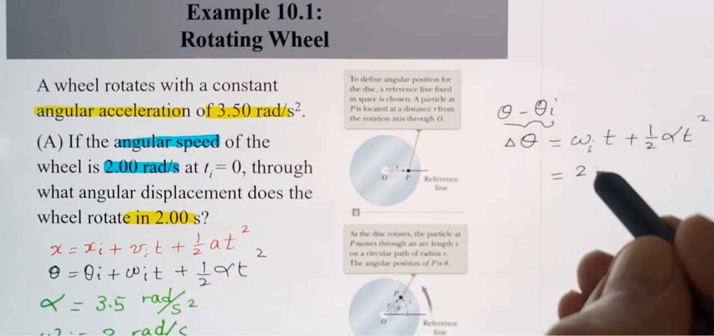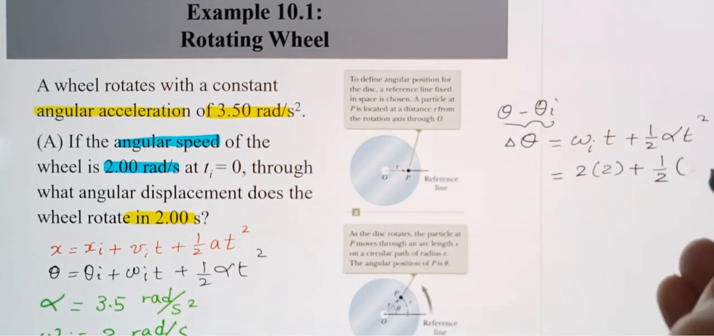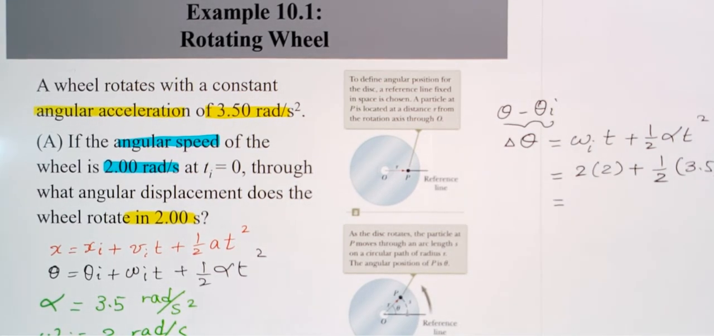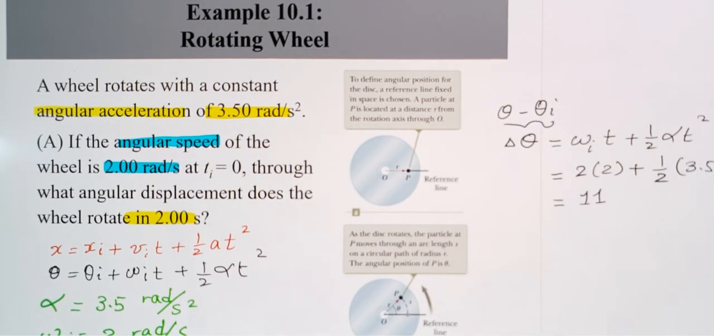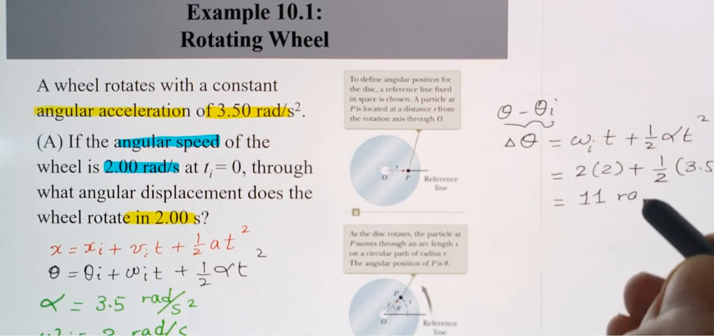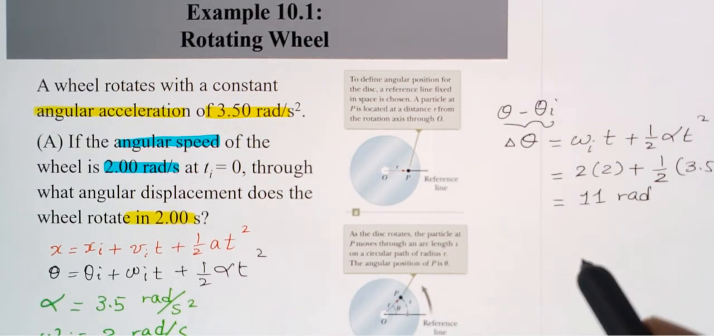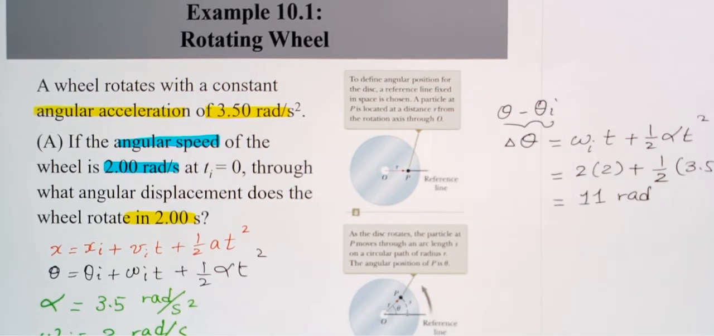2 multiplied by 2 plus half multiplied by 3.5 multiplied by 2 square. And as Yaman, mashallah, Yaman Shatir, 11 radian. So before we would say 11 meter. It's linear. So now we say 11 radian. 11 radian.